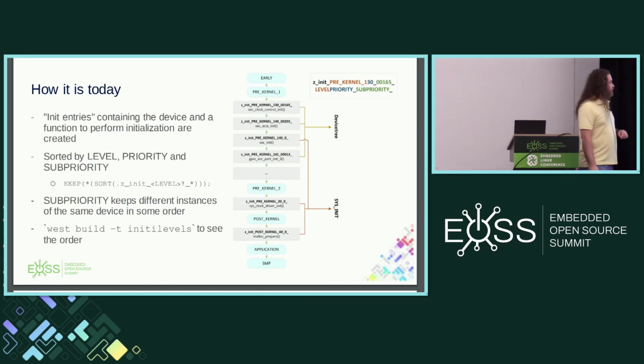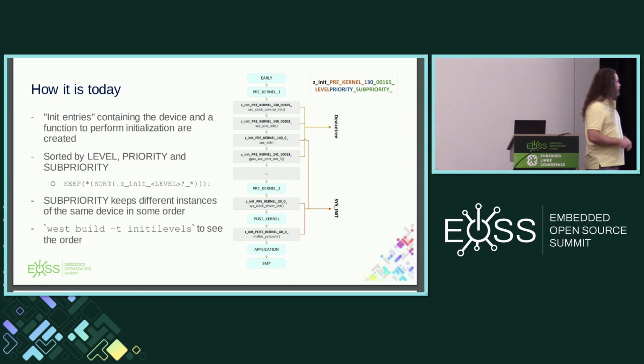Inside Zephyr we basically have the init entries. That's a section inside the file. It's divided by levels. So we have pre-kernel 1, pre-kernel 2, post-kernel. And inside each of those levels, we sort the sections with linker script trickery. So every SYS_INIT or device tree init function has a name that takes the level, the priority, and the sub-priority, and then we sort this.